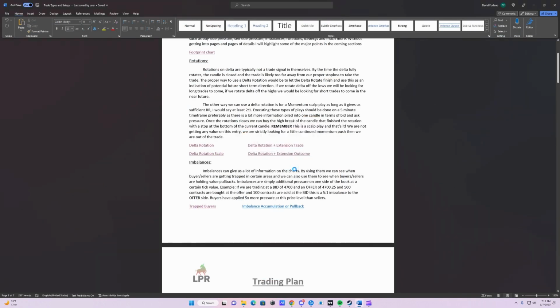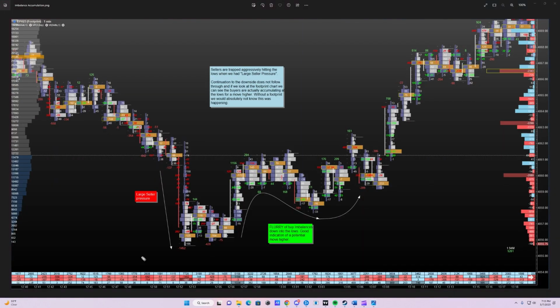Imbalance accumulation or pullback. Okay, we get a trend coming down. We get large sell pressure. We can see all of the sell imbalances here just hammering on top of each other, trying to push price down. We find a little bottom here.